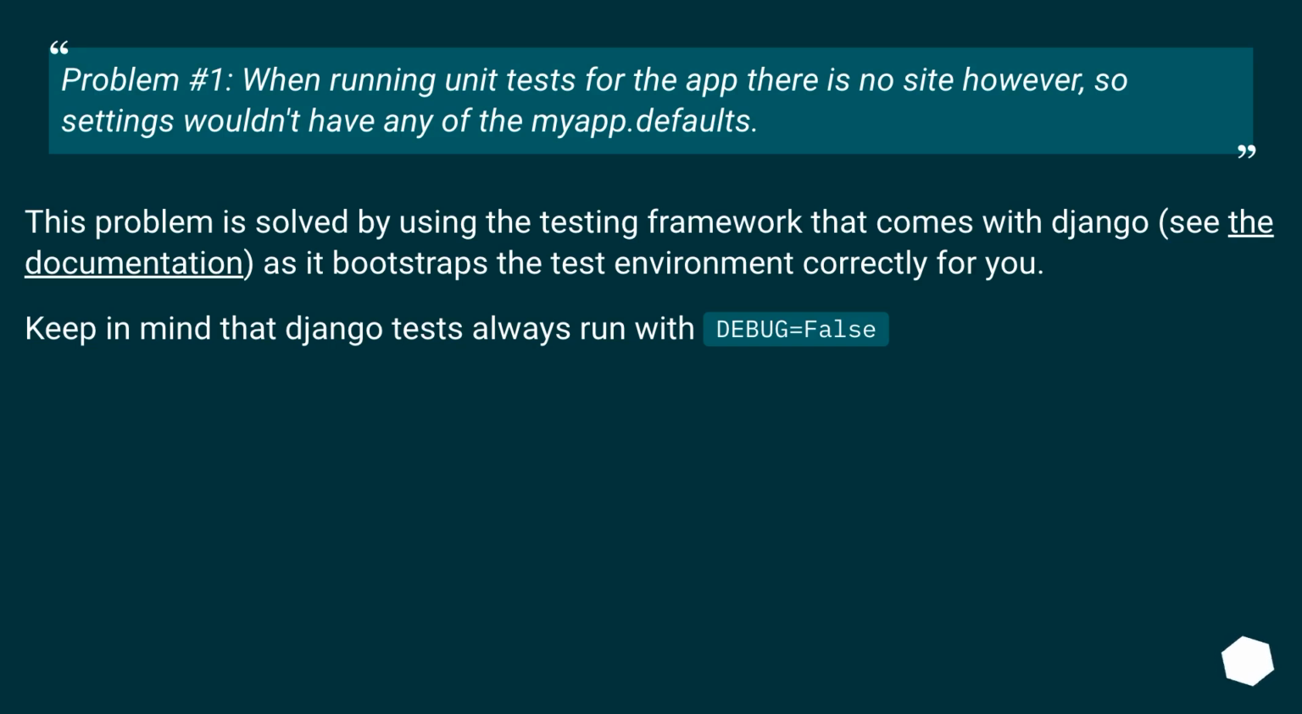Problem number 1. When running unit tests for the app there is no site, however, so settings wouldn't have any of the myapp defaults. This problem is solved by using the testing framework that comes with Django. See the documentation, as it bootstraps the test environment correctly for you. Keep in mind that Django tests always run with DEBUG equals False.